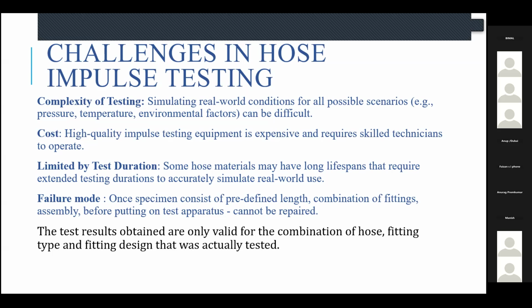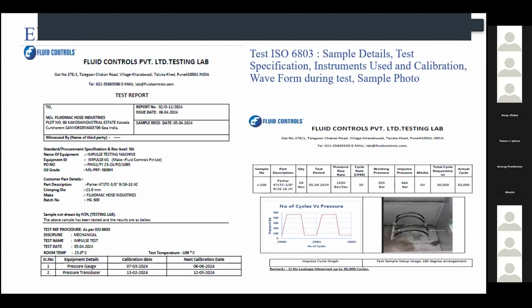Even the fatigue testing has its own requirement, that we need to define the impulsation testing procedure. This is one example, as per ISO 6803. When we provide the test report, it consists of all the sample details along with the identification and name. Then there are the equipment used throughout the test and their associated calibration records. Then we give the test criteria and the pictorial diagram of the sample along with the waveform.